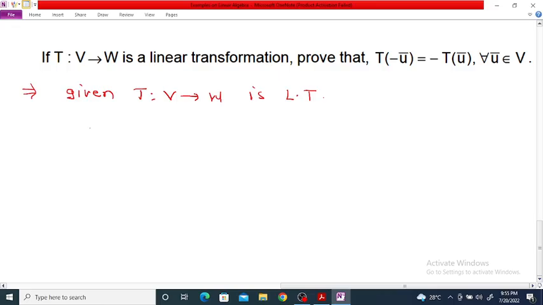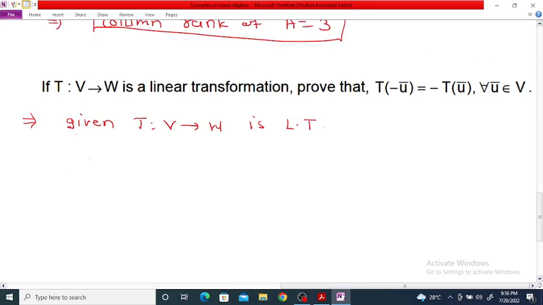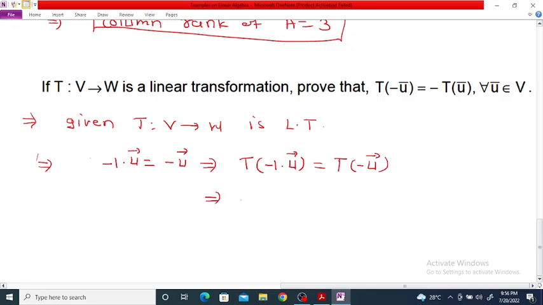Now, as we know that minus 1 into U bar is equal to minus U bar, therefore if we apply T on both sides, then T of minus 1 into U bar is equal to T of minus U bar. But what is T of minus 1 U bar? Since T is a linear transformation, we can write this as minus 1 into T of U bar, which is equal to T of minus U bar.